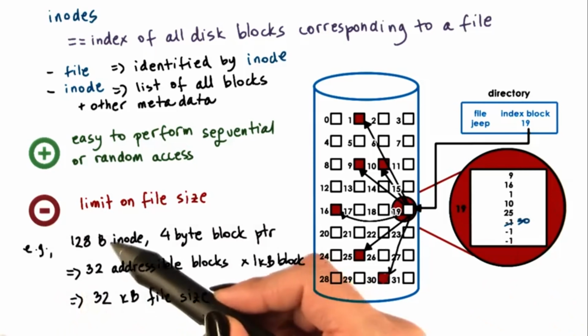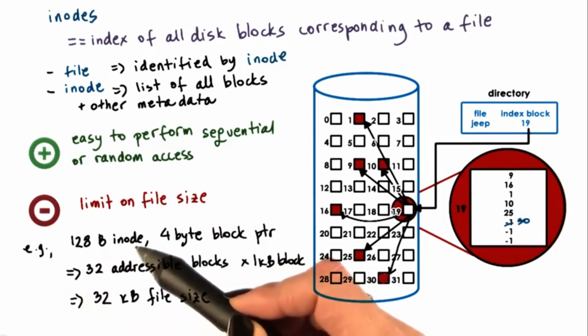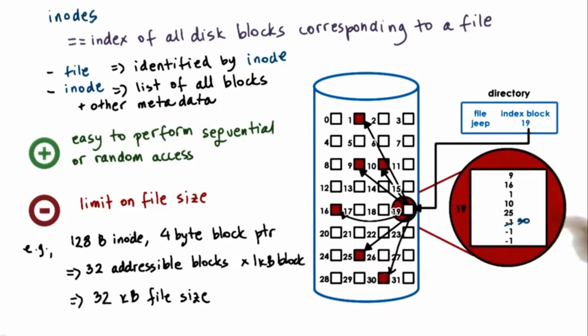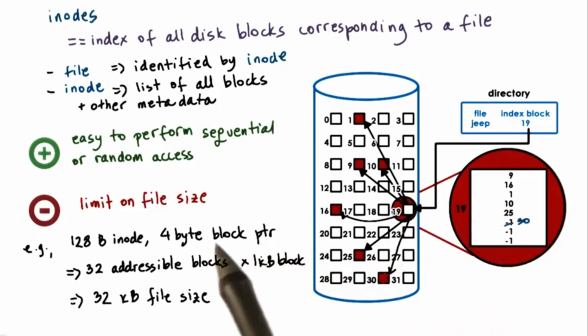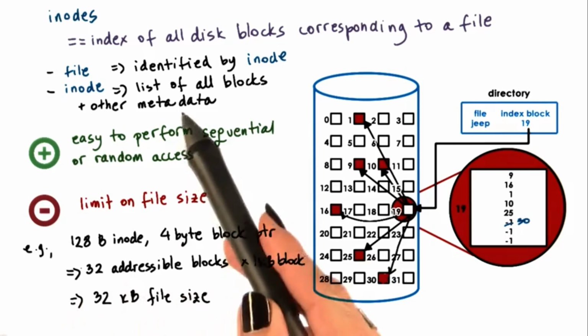Let's take a look at this example. Let's say we have 128-byte inodes, and let's say they only contain these indexes to the blocks on disk. Supposedly, we have 4 bytes to address individual block on disk. So that means that the maximum number of block pointers, of block addresses that can be included in this inode is 32 of those. That's if we don't have any metadata in the inode.